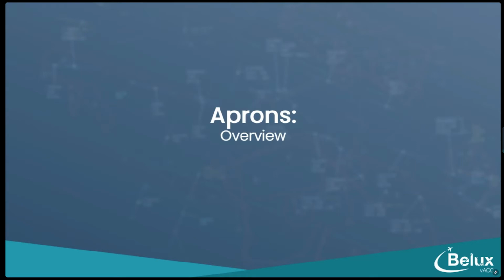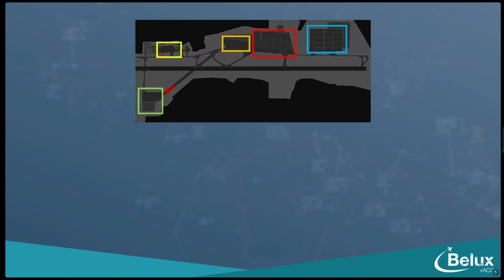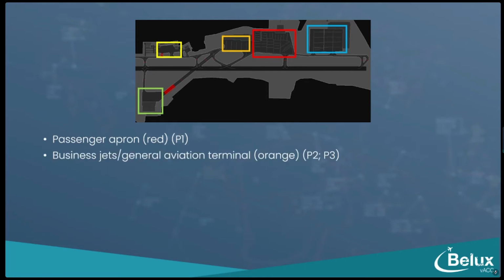All right, then let's continue to the aprons. I've selected them over here, the main overview of what they are. The passenger apron is marked in red, which is also referred to as Papa 1. Then the business jet general aviation terminal, we've enabled that in orange. And then you have state aircraft and Luxair. I actually now realize it's not on, I don't have color for it. It's this little spot over there.